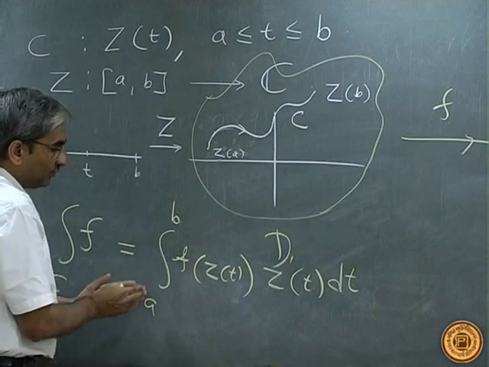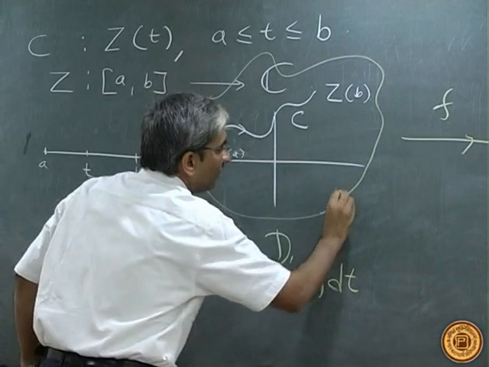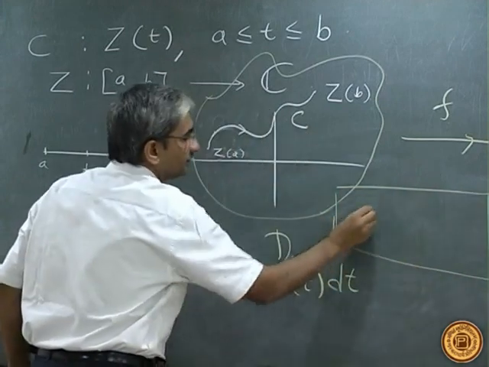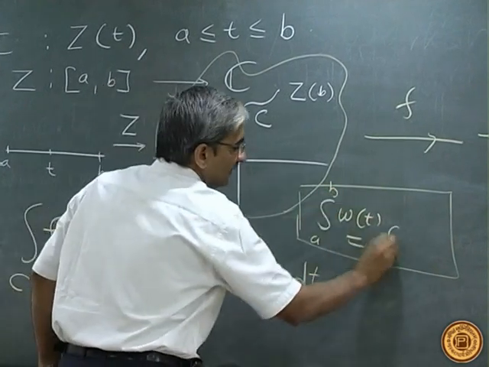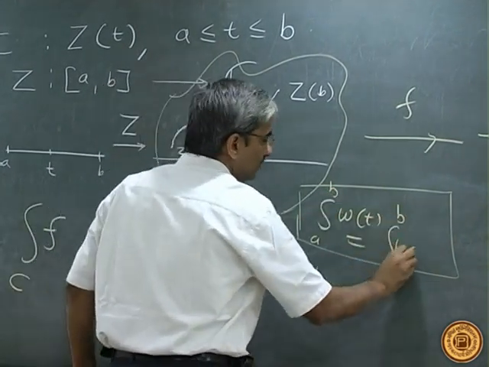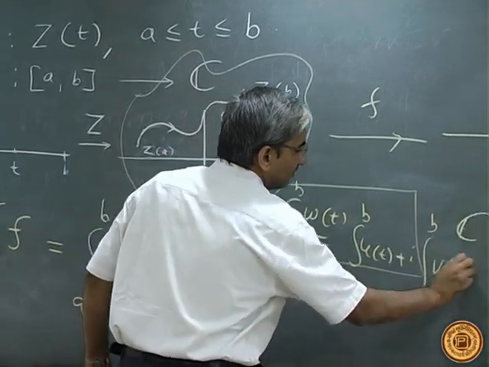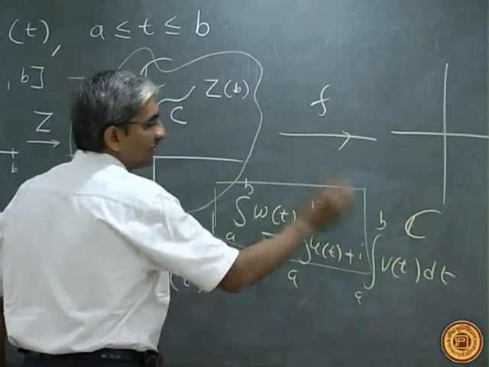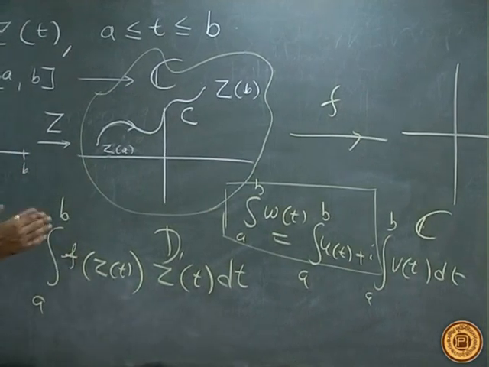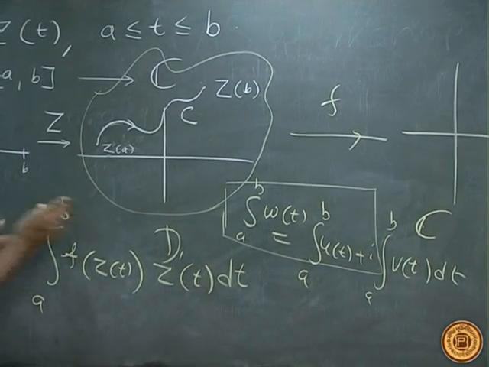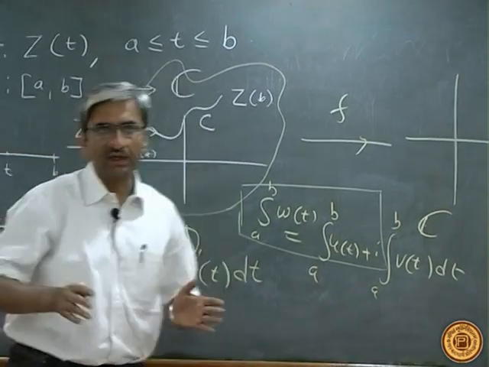So the integral of that will be the integral of u(t) plus i times the integral of v(t). Remember that we defined the integral of w(t) from a to b as the integral from a to b of u(t) plus i times the integral from a to b of v(t) dt, where w(t) is u(t) + i v(t). Whatever this function comes out to be, you express it as u(t) + i v(t) and integrate separately, that is, integrate the real part plus i times the integral of the imaginary part.